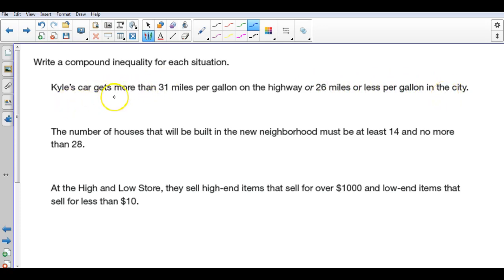This is going to be two different inequalities. The first one here is I know that he is getting, and X will be the number of miles per gallon, he's getting more than 31 miles per gallon when he's on the highway, or he is getting 26 miles or less per gallon in the city. So X is less than or equal to 26 miles per gallon in the city. And since it's 26 miles or less, that's why I have the less than or equal to here.